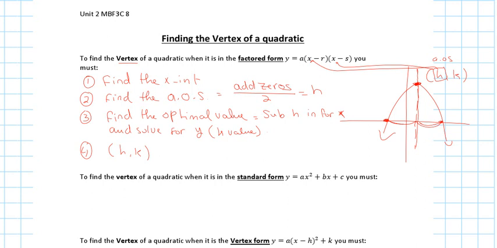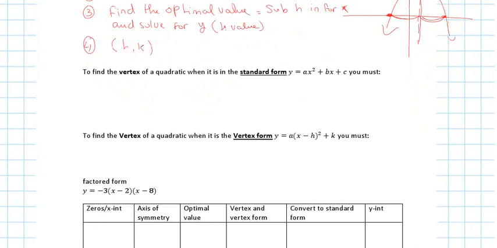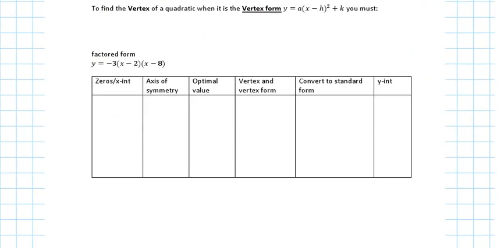Okay? Let's see how to do that. Let's do it with a real example. What form is this in? Factored. What can I find from the factored form? The x-intercepts or the zeros.